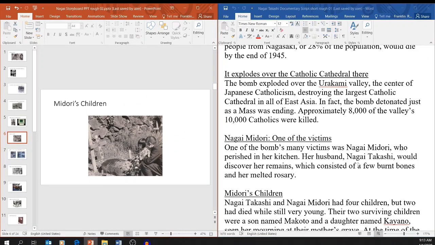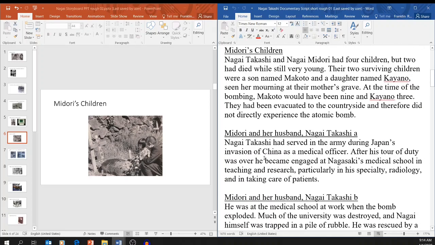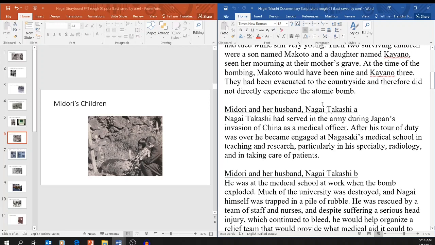One thing also you have to emphasize is that you really want to make sure that there's a kind of transition. There's a logical connection between the two. You don't want to just have it be too much of a jump. Like here, I think I maybe had too much of a jump because I said they had been evacuated to the countryside and therefore did not directly experience the atomic bomb. And then the next slide is Nagai Takashi had served in the army during Japan's invasion of China as a medical officer. I should have figured out a better way to transition there.